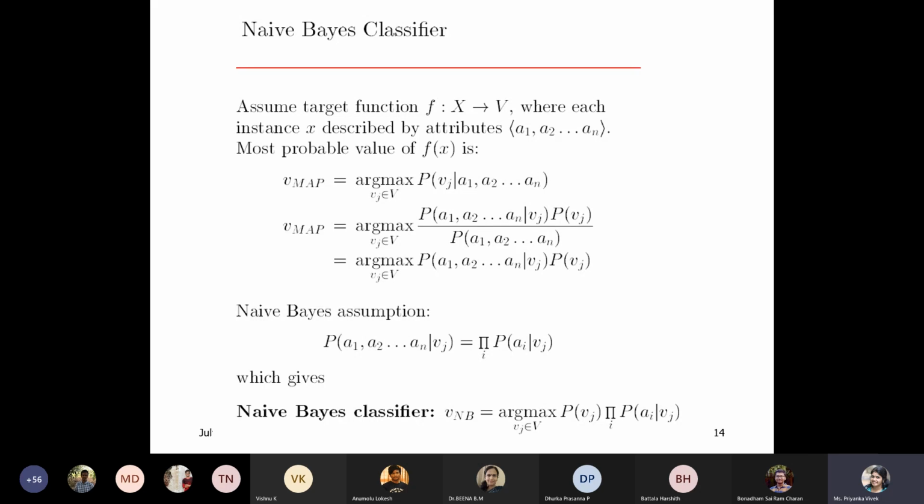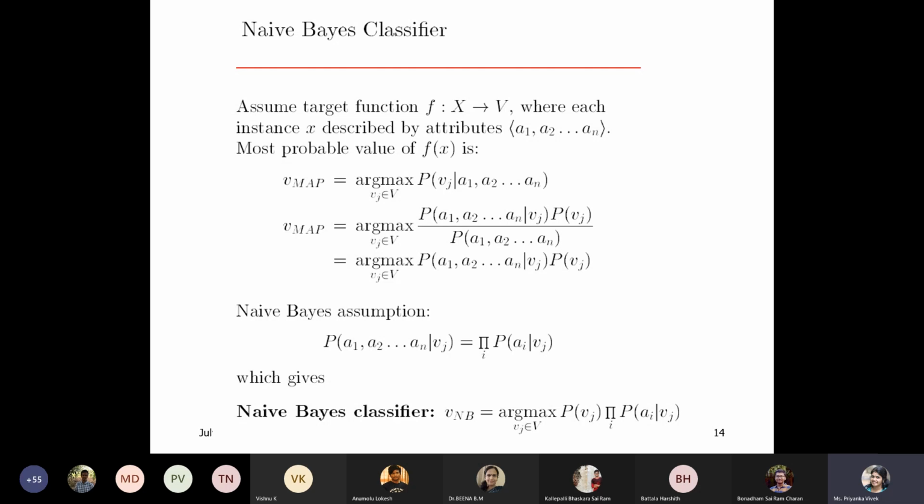Okay, so V MAP is our maximum a posteriori probability. Now, which is maximum chance, that's what we are saying. So we are trying to find, we have actually written this in some other form, argmax etc., in the previous Bayes theorem also.